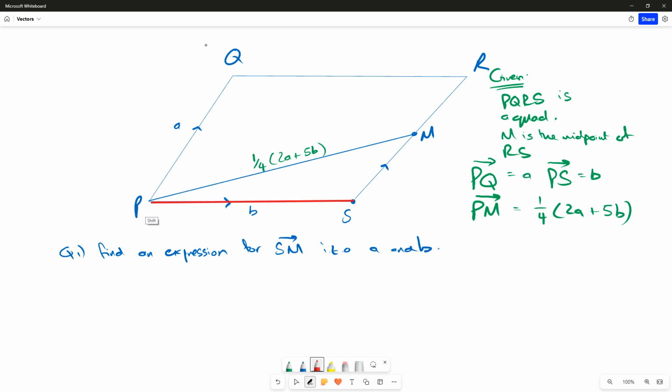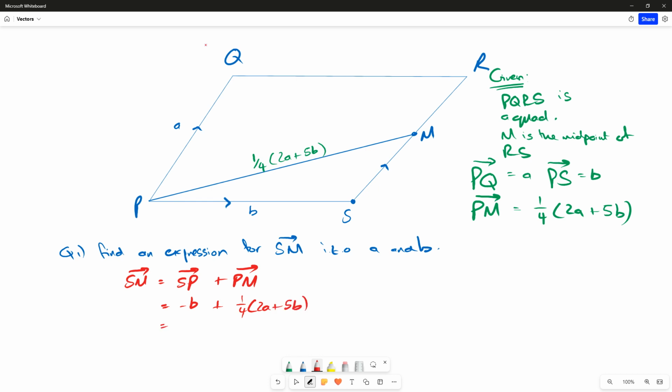So to get there, I would go back this way to P, and then I would go back this way to M. So in other words, I would say the vector SM can be found by traveling SP and then PM, adding the two together. And the resultant vector will be the same. But now SP goes in the opposite direction of B, so it'll be negative B, and PM goes in the same direction, so it's simply the repeated version of 2A plus 5B.